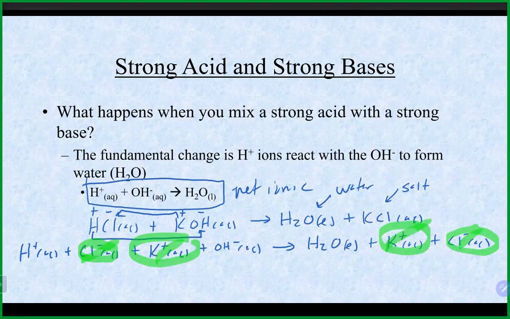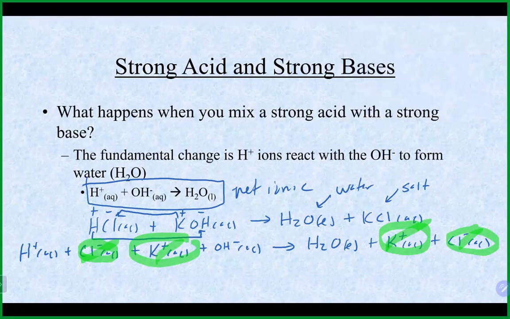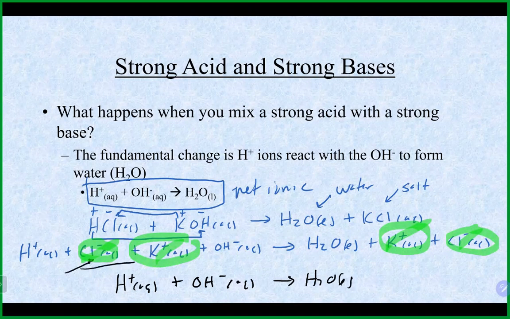And that is going to leave us, again, the net ionic equation that's happening here. Once again, it is the H plus from the acid coming together with the OH minus from the base to form H2O, which is water. And again, one of the reasons why this reaction is taking place. Any questions on that there?